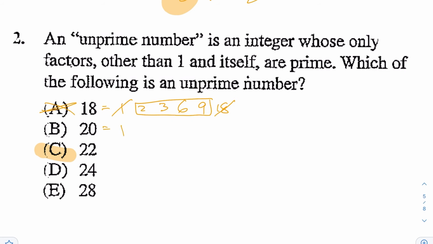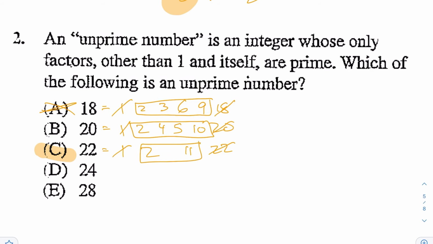For 20, you have 1, 20, 2, 10, and 4 and 5. Again, you eliminate 1 and 20. 10 and 4 are not prime either. For 22, you have 1 and 22, and 2 and 11. You cross out 1 and 22, and it turns out 2 and 11, they are all prime. So the answer is choice C.